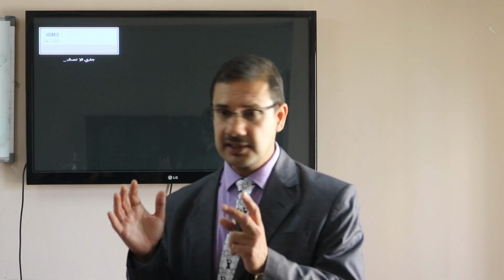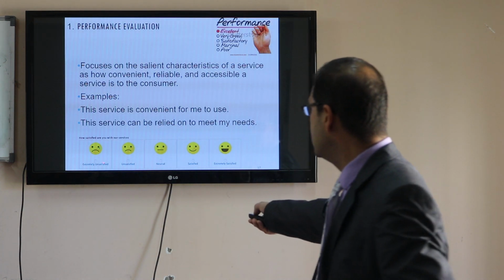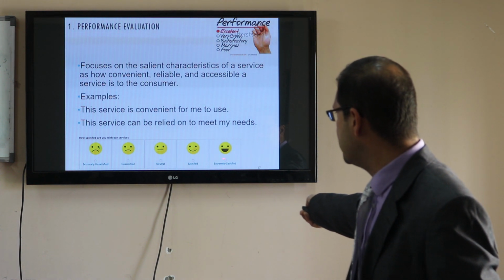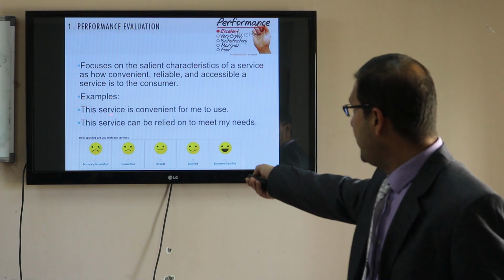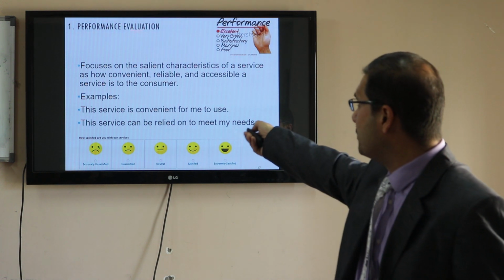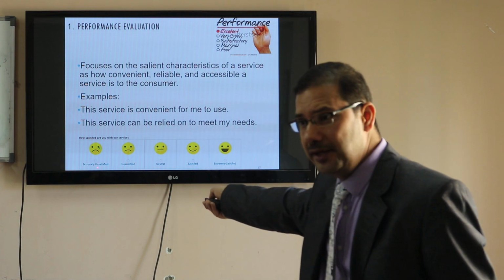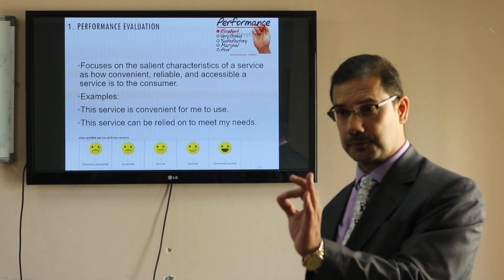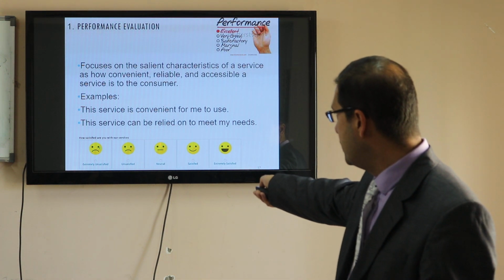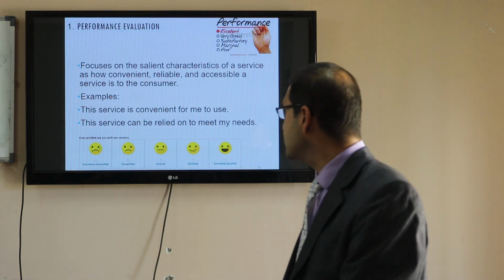Can you see this difference? So at the end, we will see extremely unsatisfied, unsatisfied, neutral, satisfied, extremely satisfied. We have: this service can be relied on to meet my need. This is performance evaluation. And if the patient chooses the low one, we put a low score. Like if you need to measure this, you put 1, 2, 3, 4, 5. Okay, this is the way to measure the survey.